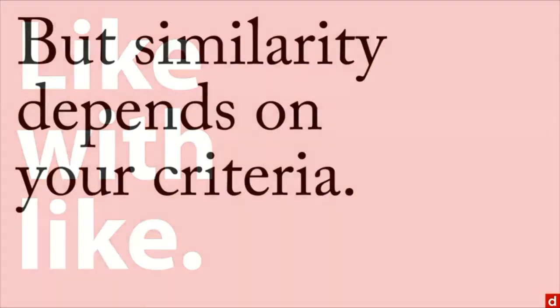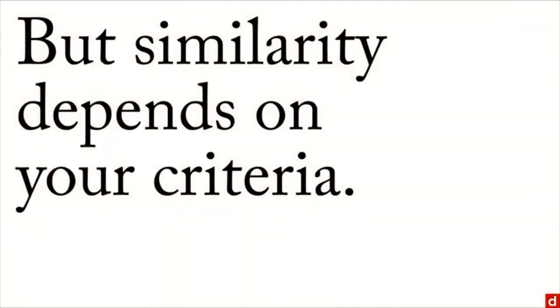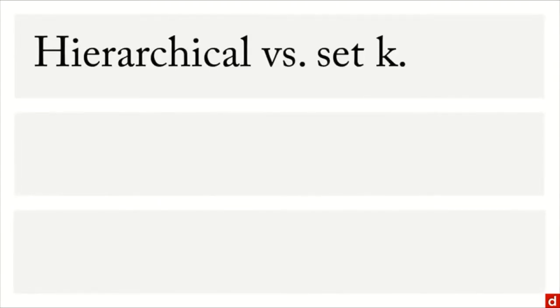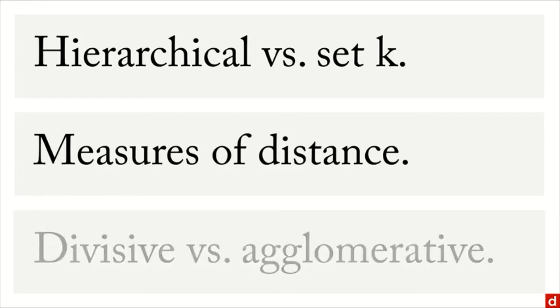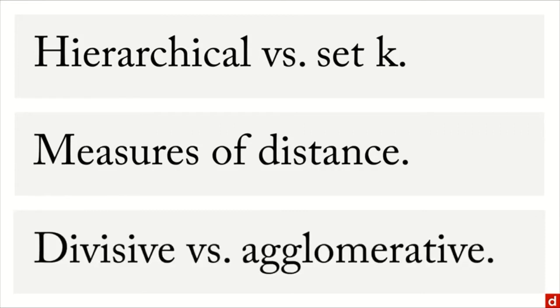Now, the thing is, of course, this depends on your criteria, how you measure similarity, how you measure distance. And there's a few decisions you have to make. You can do, for instance, what's called a hierarchical approach, which is what we're going to do. Or you can do it where you're trying to get a set number of groups, that's called K, the number of groups. You also have many choices for measures of distance. And you also have a choice between what's called divisive clustering, where you start with everything in one group and then you split them apart, or agglomerative, which is where they all start separately and you selectively put them together.